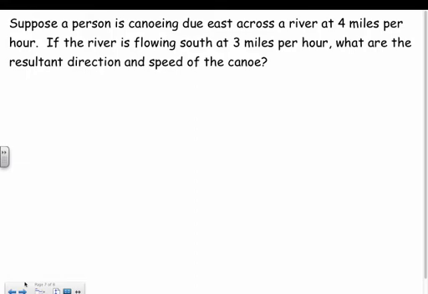So suppose a person is canoeing due east across the river at 4 miles per hour. If the river is flowing south at 3 miles per hour, what are the resultant direction and speed of the canoe? So here you go. You're starting right here. So here's your canoe. Boom. Here's your canoe's vector at 4 miles per hour. And then you got this river that's flowing south at 3 miles per hour. So this river is flowing south, boom, at 3 miles per hour. Well, what's the resultant direction and speed of the canoe?